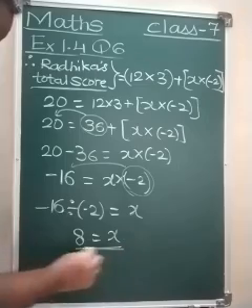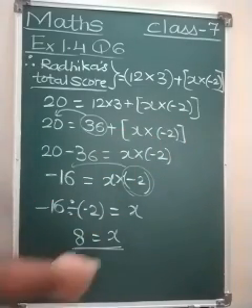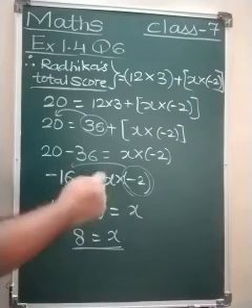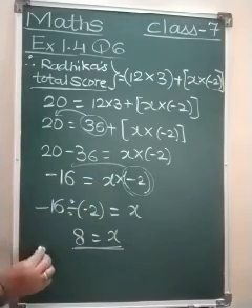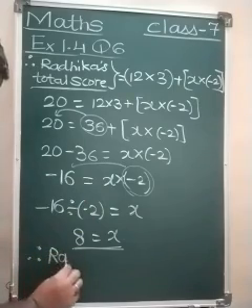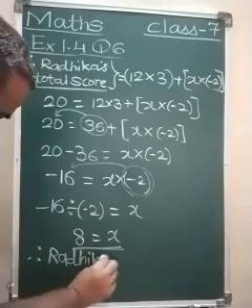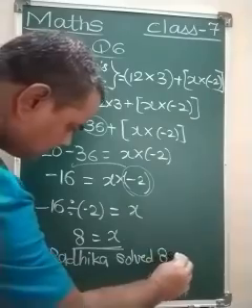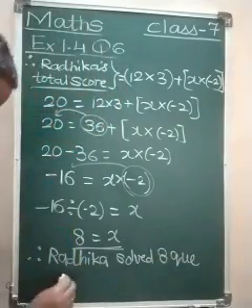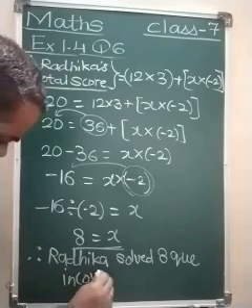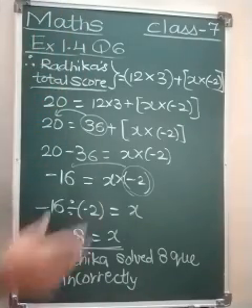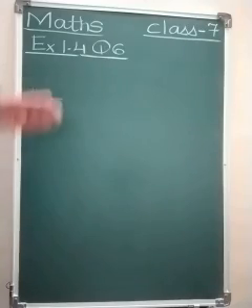And what is x? We have written earlier that x is the number of questions that has been wrongly or incorrectly solved by Radhika. So we write our answer. Therefore, Radhika solved 8 questions incorrectly. Okay, so the first part is done.